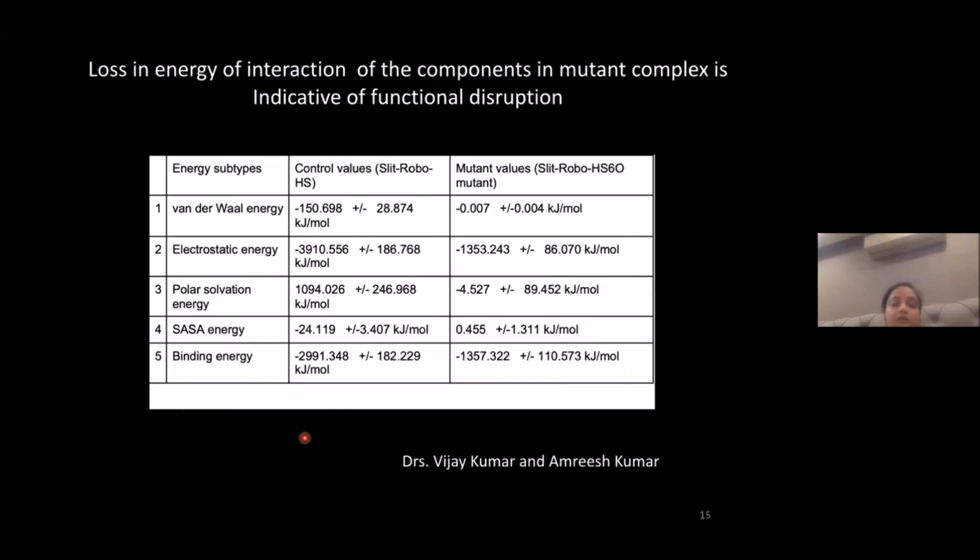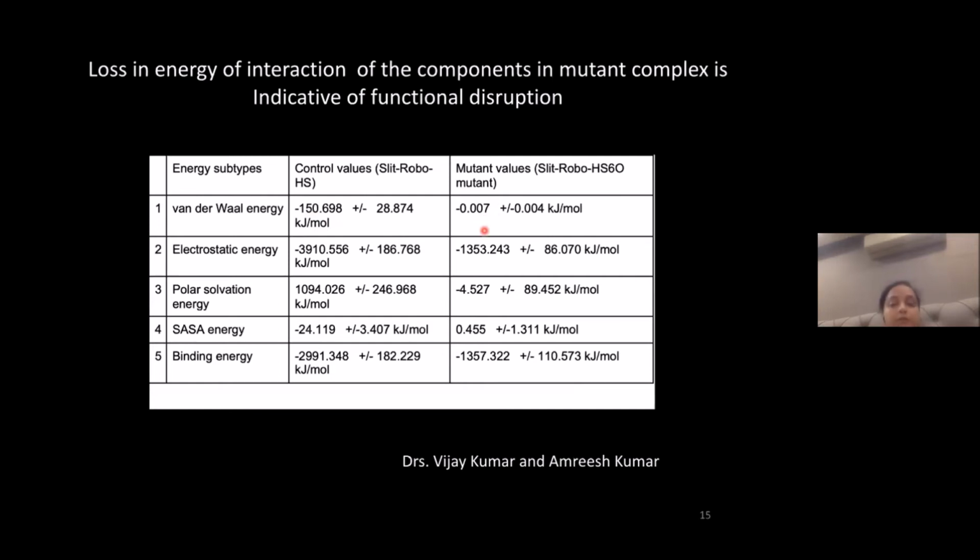So what we observed was when we looked at the energy subtypes, so in silico, what we observed after doing this docking and the simulation experiments, in fact, Dr. Vijay Kumar and his colleague Amrish also, he observed that there was a considerable reduction in all the different types of energy which was involved in their interaction in the case of the mutant complex.